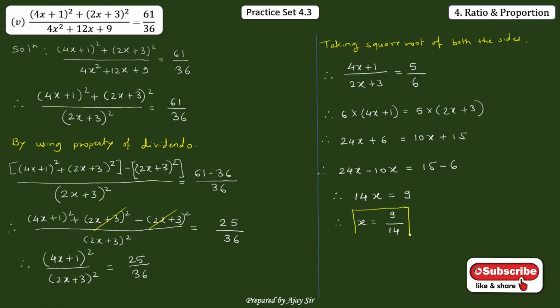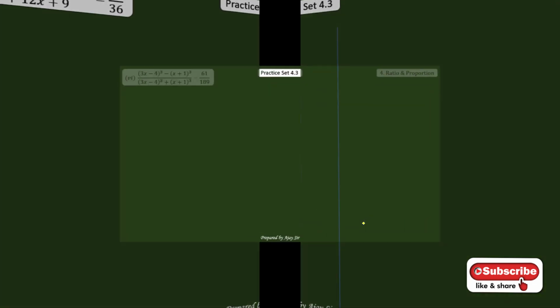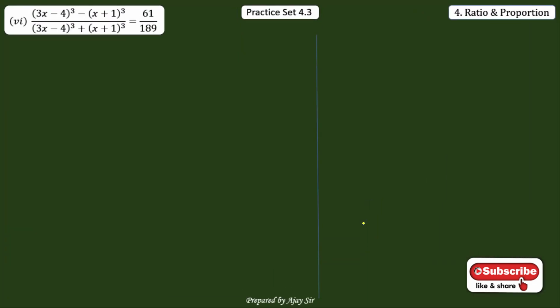So 9 by 14 is the solution of the given equation. So 9 by 14 is the answer of question number 5. Similarly, let us start question number 6. So this is question number 6.